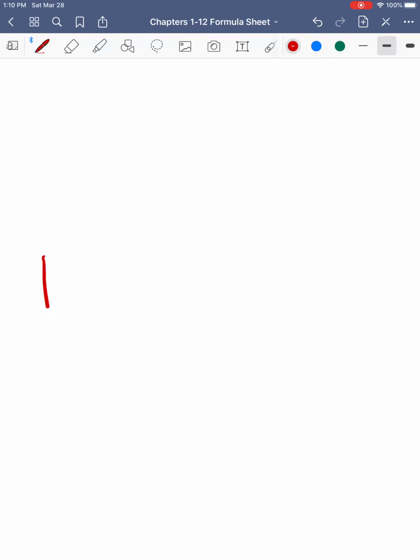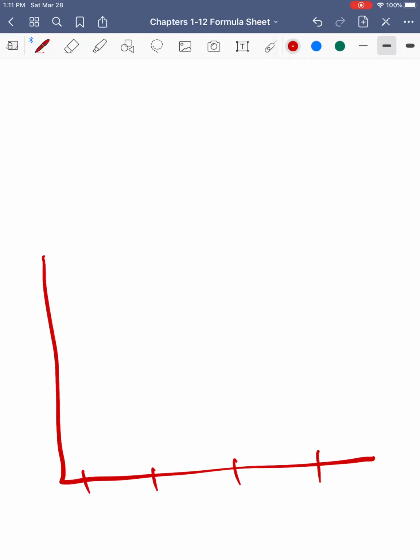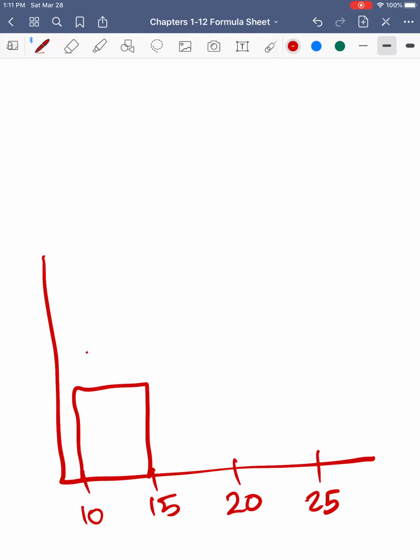So let's say we have a histogram, and on this histogram we have a bunch of bins. So let's say this is 10, 15, 20, 25. And this bin is 1.6 tall. So on this side, it's the percents. So when I say 1.6 tall, I mean it's 1.6% tall.